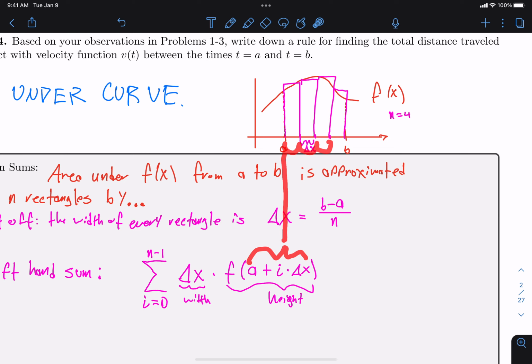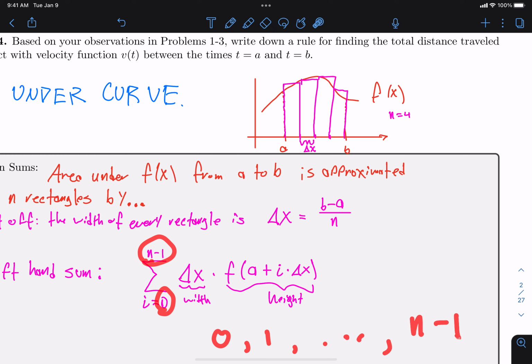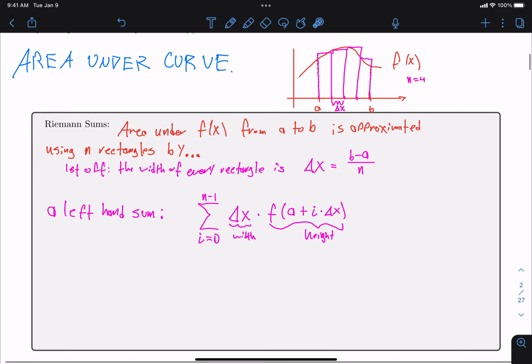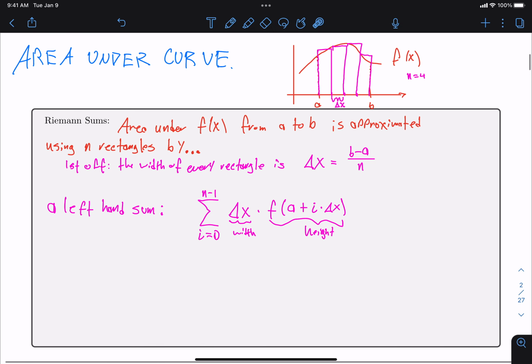So you count however many rectangles you have. If i is 0 to n minus 1, then you have 0, 1, dot, dot, dot, up to n minus 1. If you count up the number of rectangles altogether, since you start with the first one being 0, the second one being 1, then n minus 1 will be the nth rectangle. Okay, so that's why we go from 0 to n minus 1 for a left-hand sum. So are there questions about this formula so far? Yeah, we're going to do examples in just a second.